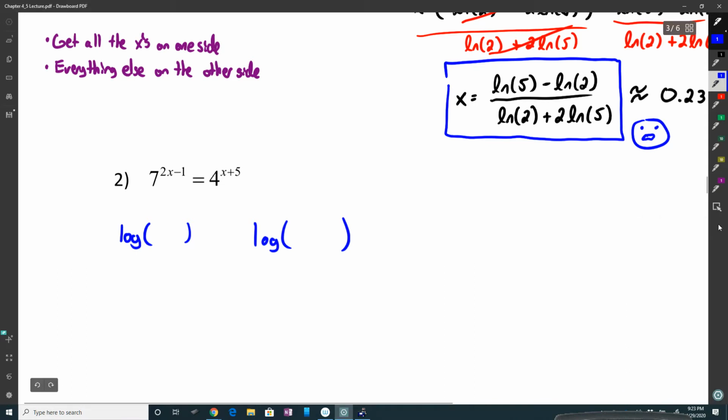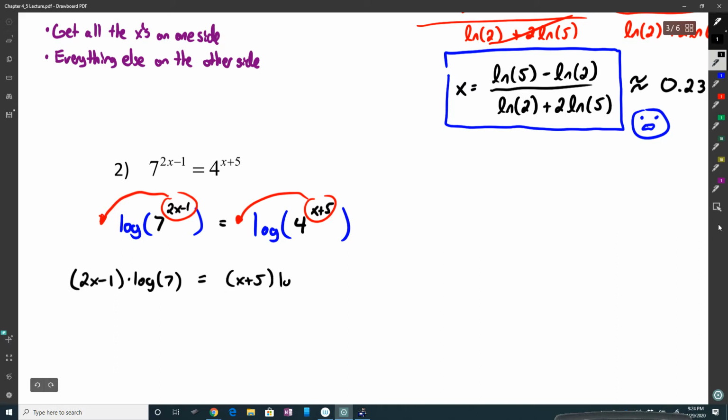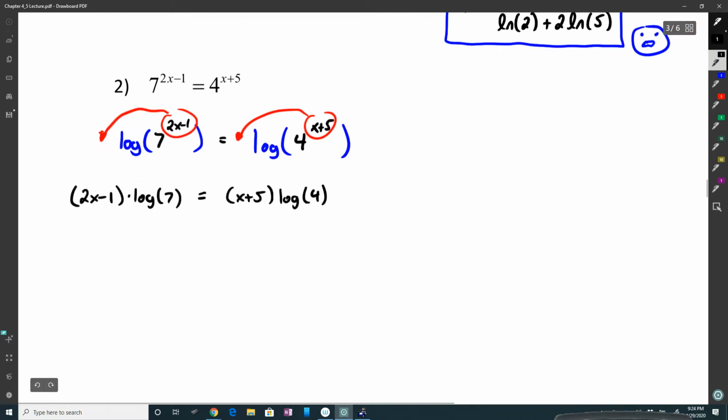All right. So I have 7 to the 2x minus 1, equals 4 to the x plus 5. And what that allows me to do is get my exponents and bring them to the front. But they come together in parentheses. So I have 2x minus 1 times log of 7, which is just a number, and x plus 5 times log of 4, which is again just a number.